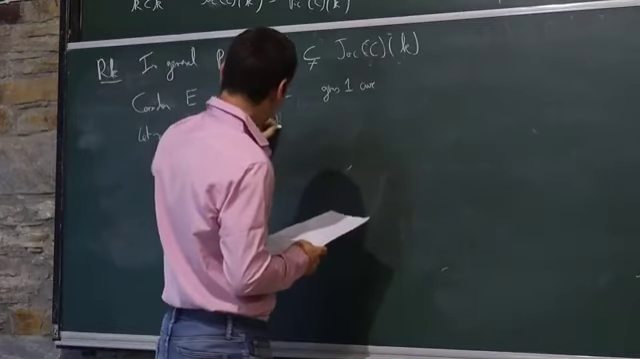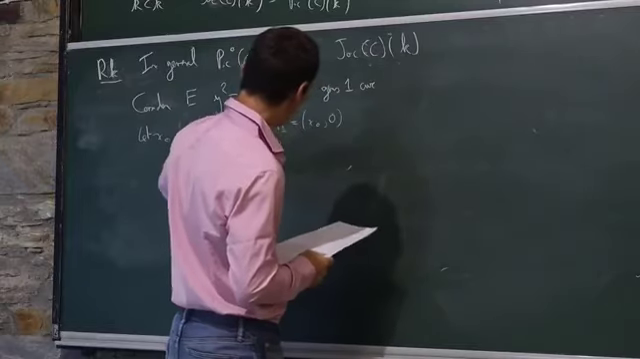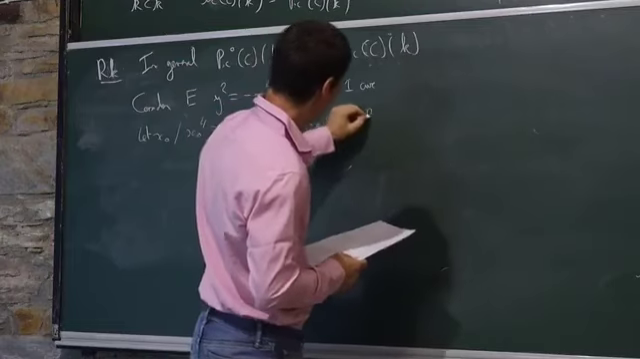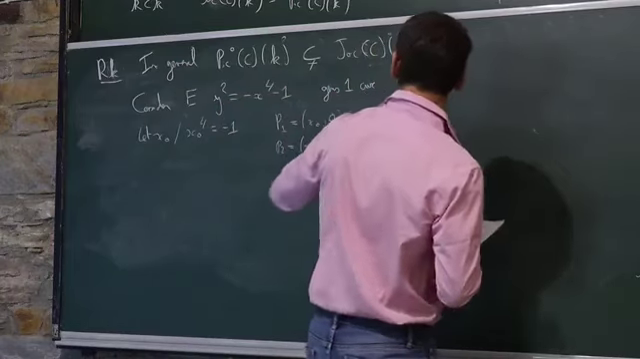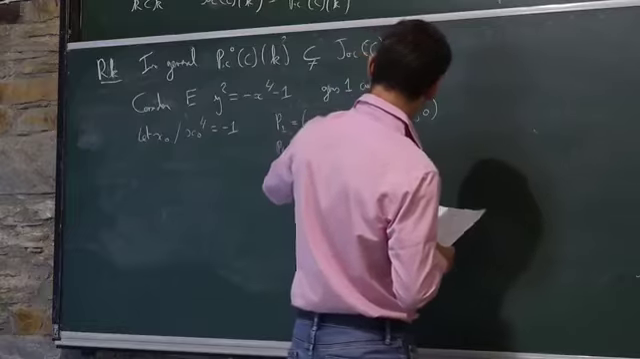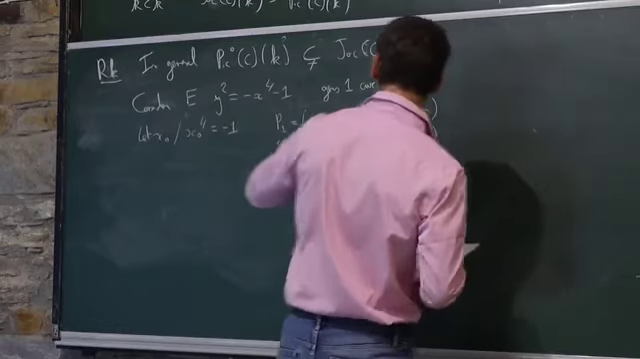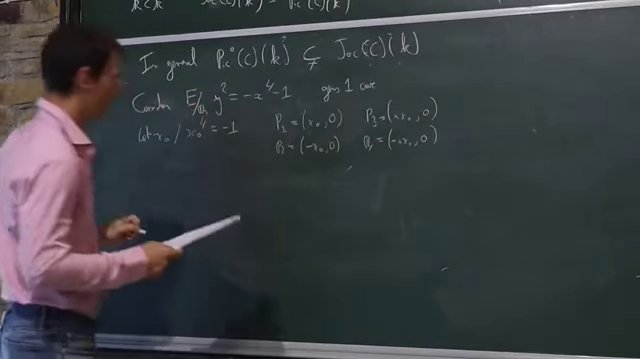And P1, the point (x0, 0). P2, the point (-x0, 0). P3, the point (i x0, 0). And P4, the point (-i x0, 0). And I should say that this elliptic curve, I took it over the rationals.